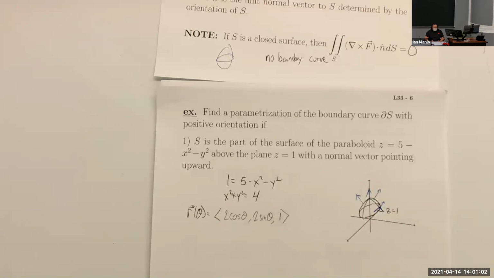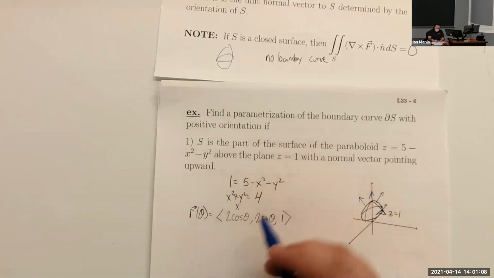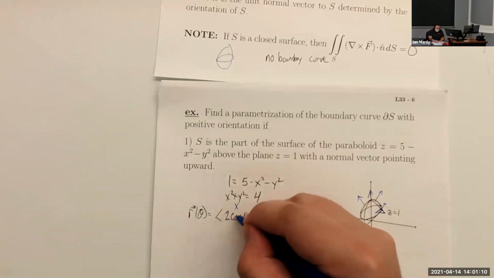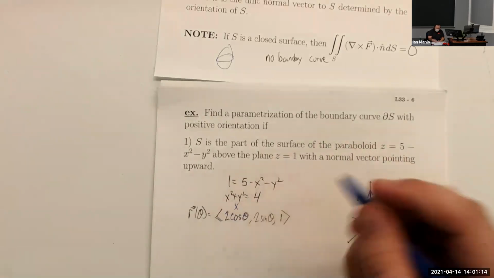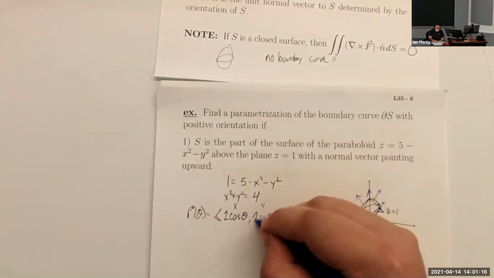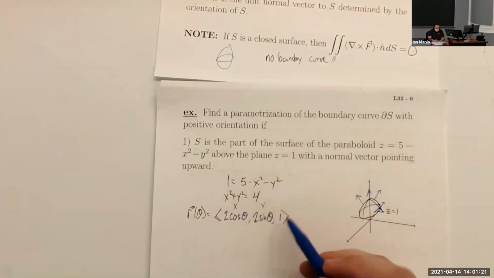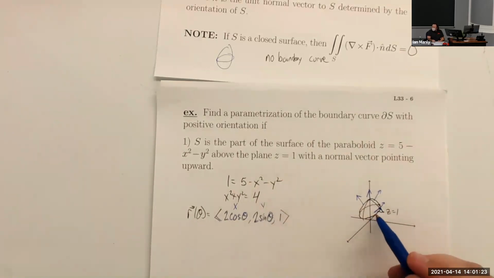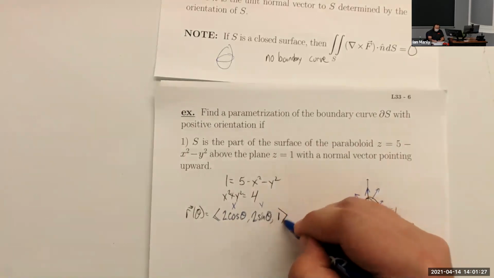All right, so we just need to parameterize this curve, and we've parameterized circles millions of times here. So for my x coordinate, I'm going to use 2 cosine of theta. And then for my y coordinate, I'm going to use 2 sine of theta, because this is a circle of radius 2. And then for my z, remember that this is on the plane z equals 1, right? So the z value is going to be 1.